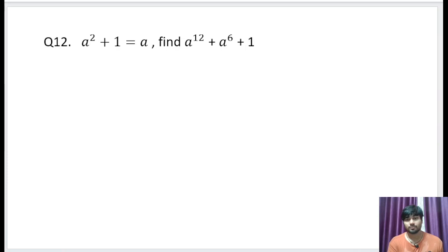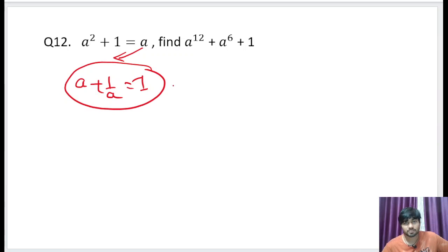Let's go to our question number 12. See, here it is given as a square plus 1 equals a. Let us divide by a, or take this a to the denominator side, what we'll have: a plus 1 by a equals 1. So from this equation, what I can say directly is that a cube equals minus 1. Can I say directly? Yes, I can.